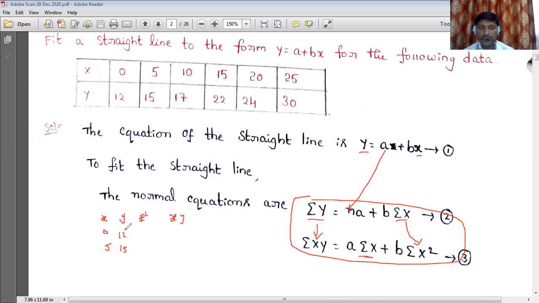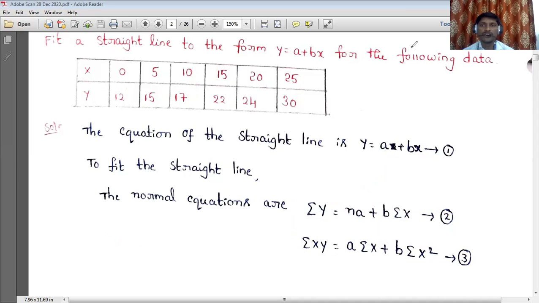And x square is nothing but 0 square is 0 and 5 square is 25. Like this you need to write. And next xy is nothing but we need to multiply the values: 0 into 12, 5 into 15, 10 into 17, 15 into 22, 20 into 24 and 25 into 30. After getting that, we need to add all those things. Then you get summation x, summation y, summation x square, and summation xy. Already summation x we calculated. And simply solving those equations by using calc, finally we'll get the values of a and b.